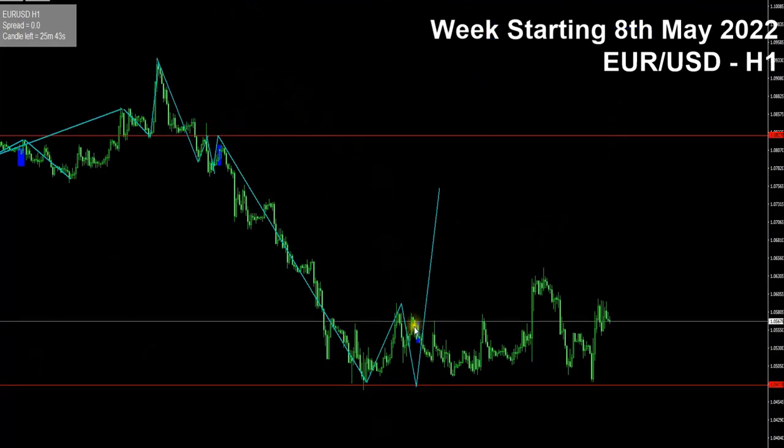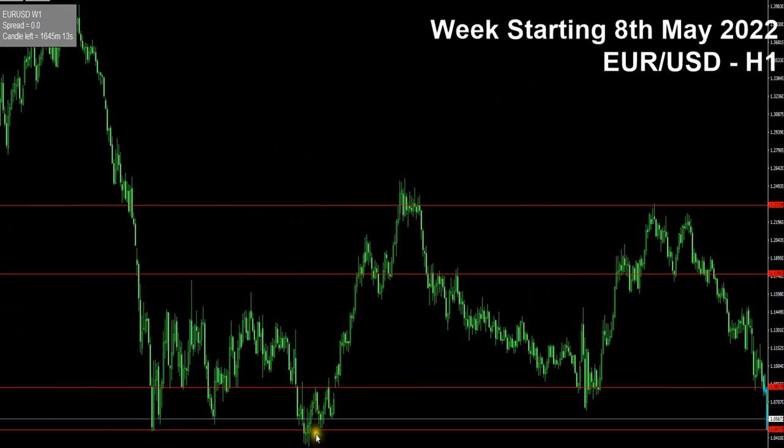This blue rectangle here represents where the week started. Last week I highlighted this area here as a key area, and I showed you why. If you remember, on the weekly chart I highlighted this little cluster of weekly candles. I picked the middle of it and put a line through it and just highlighted the fact that it was a key area in previous times.